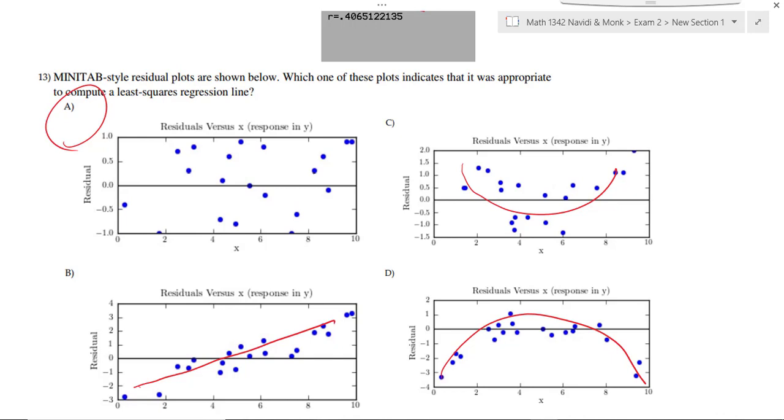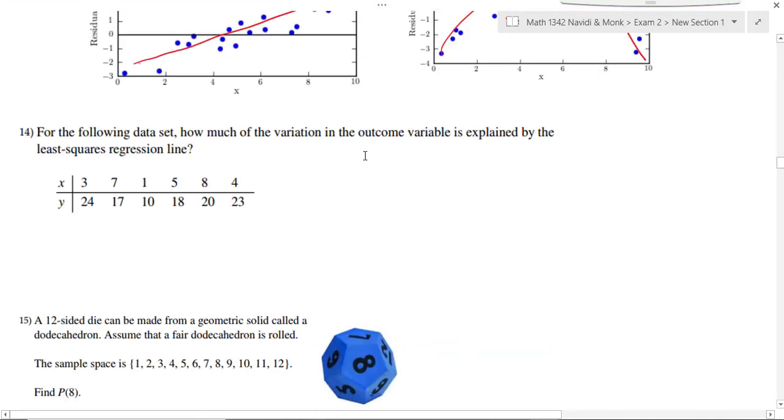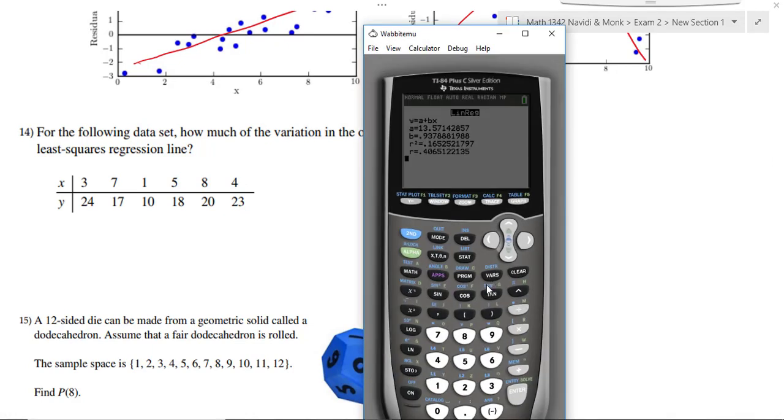The first problem that we had on the review was the scatter plot. So on the scatter plot, you want to see a linear relationship, but on the residual plot, you don't want to see any relationship between points. Number 14. For the following data set, how much of the variation in the outcome variable is explained by the least squares regression line? In order to do this, we need to find what on our calculator?